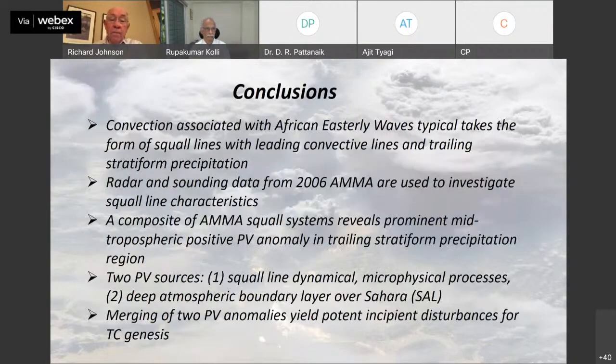Next. We've looked at convection connected with African easterly waves, and it typically takes the form of squall lines with leading convective lines and trailing stratiform precipitation. The radar and sounding data from AMMA are used to investigate the characteristics, and the composite of AMMA squall systems reveals a prominent mid-tropospheric PV anomaly in the trailing stratiform precipitation region, which has two sources: first, squall line dynamical microphysical processes, namely melting, and secondly, the deep atmospheric boundary layer of the Saharan air layer, which gets pulled into the squall system from the north. The merging of these two anomalies can yield potent incipient disturbances for TC genesis over the Eastern Atlantic.